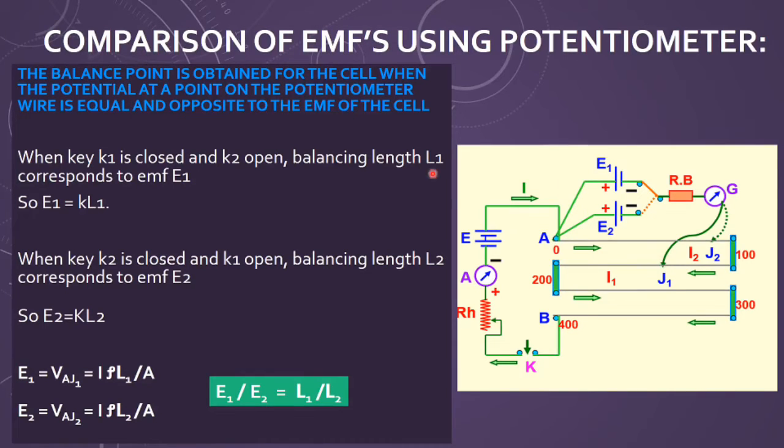So according to the principle of potentiometer, for the first cell E1, it is coming out to be KL1, where L1 is equal to AJ1. It means for the first cell, this whole length is coming out to be 100 and something, supposedly 140 centimeters. So this is L1, which I can measure by using the potentiometer.